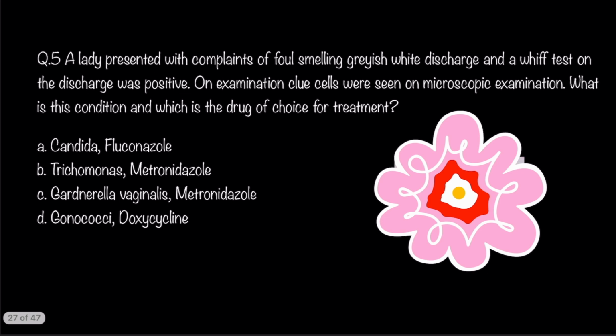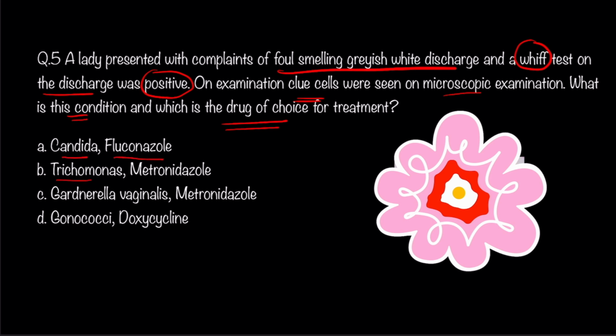Question 5 says, a lady presented with complaints of foul smelling, grayish white discharge, and a whiff test on the discharge was positive. On examination, clue cells were seen on microscopic exam. What is the condition and which is the drug of choice for the treatment? Options go as Candida, treatment fluconazole, Trichomonas metronidazole, Gardnerella vaginalis metronidazole, and Gonococci doxycycline.